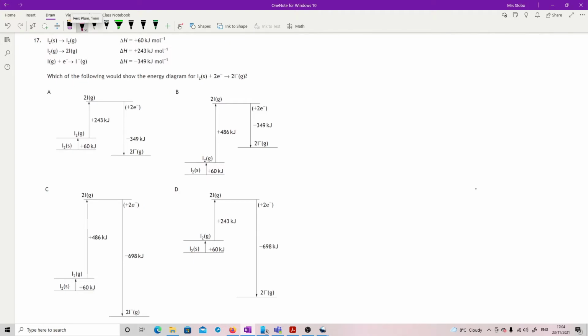So what we've got in our data equations up the top here, we've got I2 solid, so that's fair enough, and that's going the way I would expect it to. We've got our I2 gas going to 2I, which is also fine. And then I've got my I gas going to I minus. This is not okay. I'm going to have to double this one up, because I've got two I's, as I would assume most people have. Statistically, you have more I's than the average person. So this one is going to be minus 698.